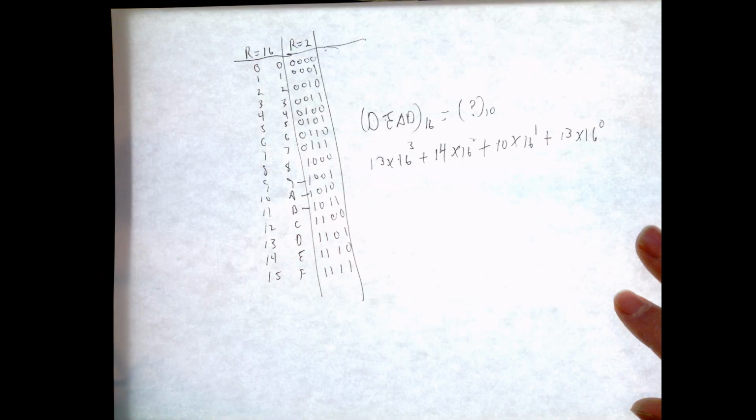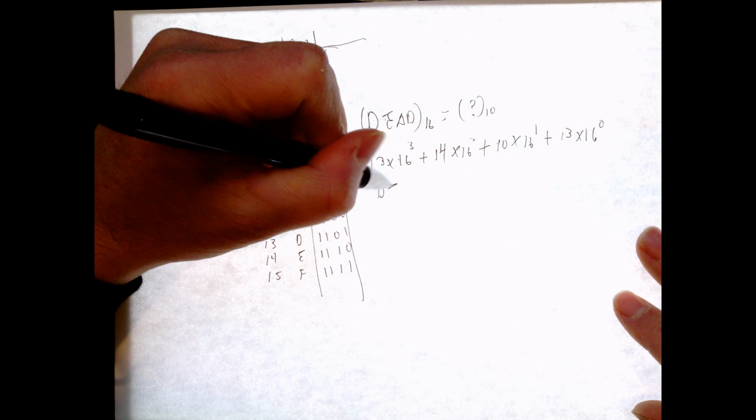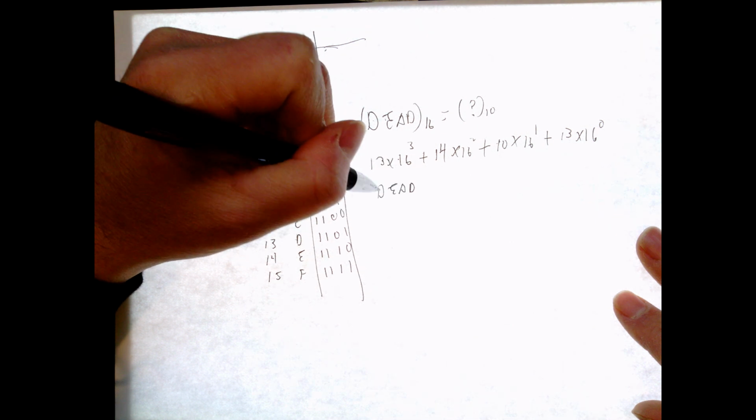If you write things out in this way on a test, it's correct. You don't have to simplify and you don't have to multiply it out. Or you can multiply it out and you can get a decimal value. Now suppose you wanted to take a number, DEAD, and convert it to binary.